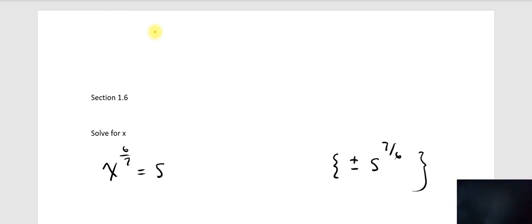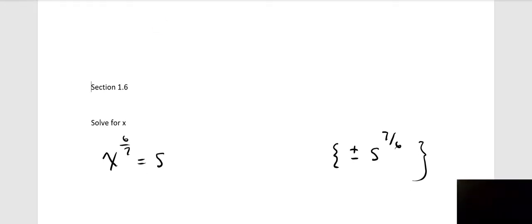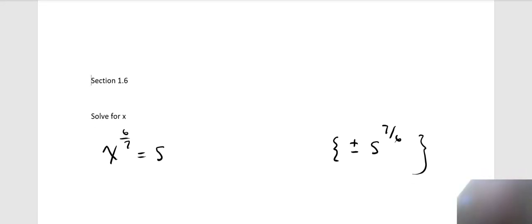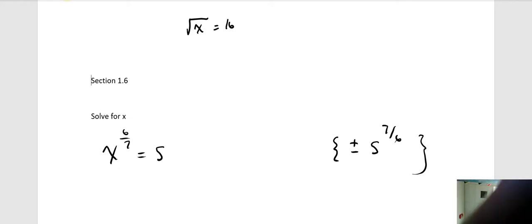So imagine we were looking at an equation that said something like square root x equals 4. Now, the solution to that would be x equals 16, and you get that by squaring both sides.